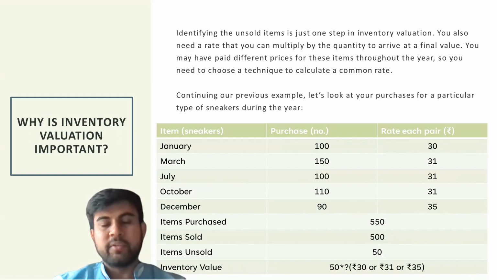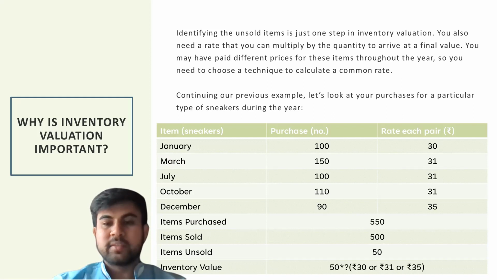For example, we have taken the example of sneakers during the year. We have made a table of the items that we have shown here. Accordingly, the months have been provided, the purchase quantity, and the rate of each pair. In January, the purchase quantity is 100 and the rate at which we purchased is 30. For March, it is 150 and the rate is 31. July is 100, the rate is 31. For October also, the rate is 31 and the purchase quantity is 110. For December, the purchase quantity is 90 and the rate is 35.